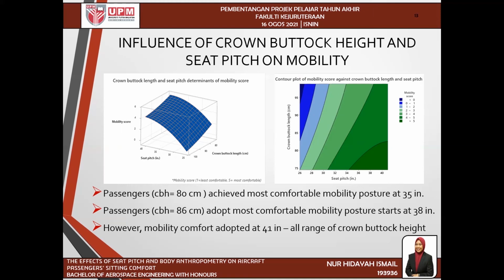The contour plot gives a better view and explanation that as the seat pitch and crown buttock height get higher, the mobility comfort score also becomes high. The transition from blue to green indicates that mobility comfort can be adopted as the seat pitch increases.